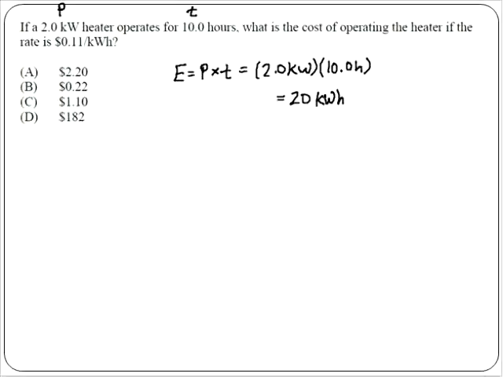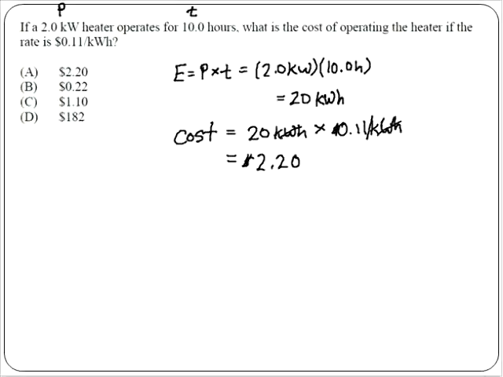That gives me a cost of 20 kilowatt hours multiplied by 0.11, or sorry, dollars per kilowatt hour. And that's in dollars already, you'll notice. So I multiply here, I get 2.2. Now, the kilowatt hours cancel, so I'm left with dollars. So $2.2. So in other words, $2.20. The answer is A. Okay, that's the way that one works.